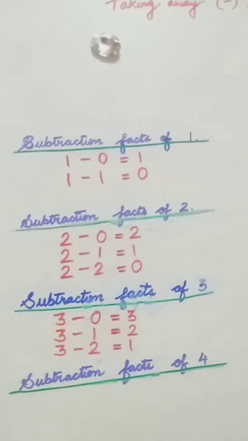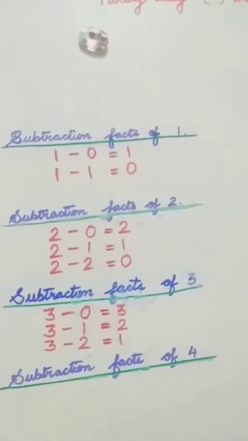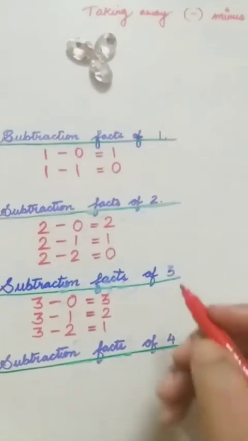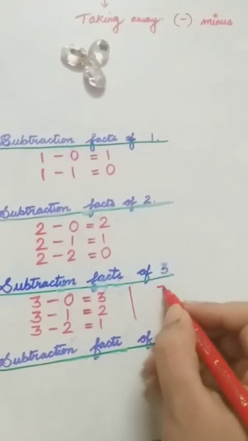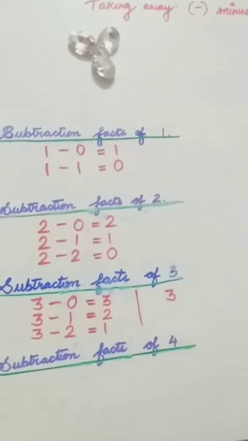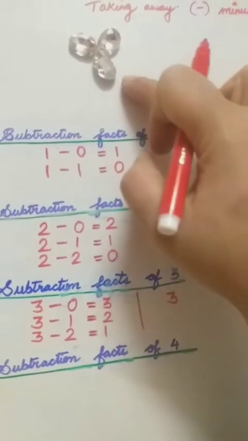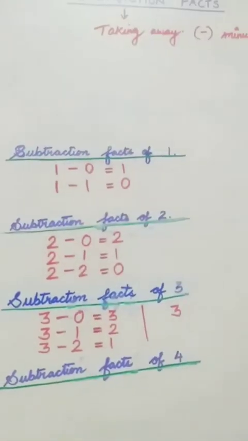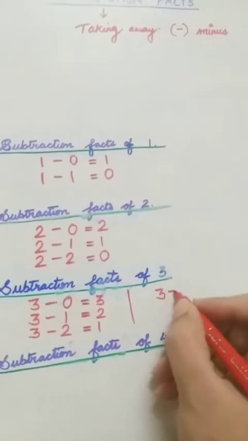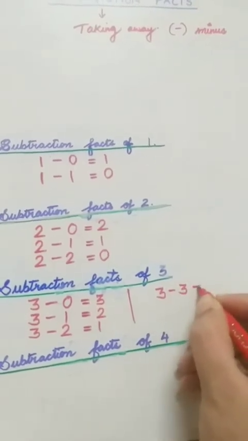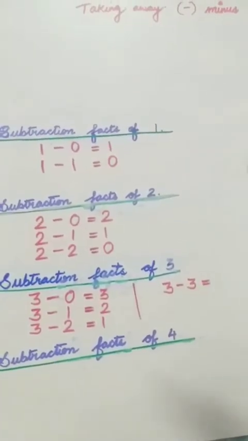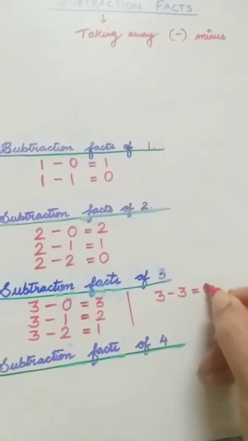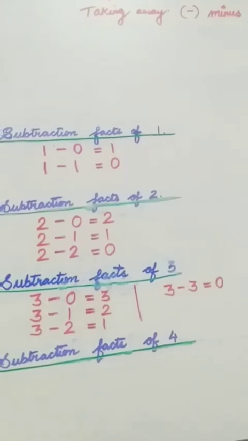Now we have one more subtraction fact left of 3. So again we need 3 buttons. So our first number will be 3. Now from these 3 we will take away all the 3. So 3 minus 3 is equal to, how many are left? Nothing. Means 3 minus 3 is equal to 0.